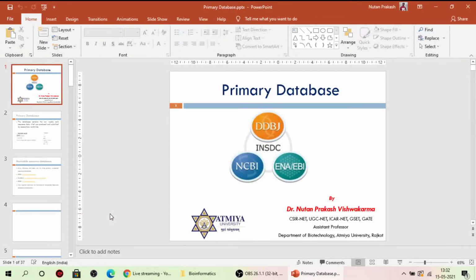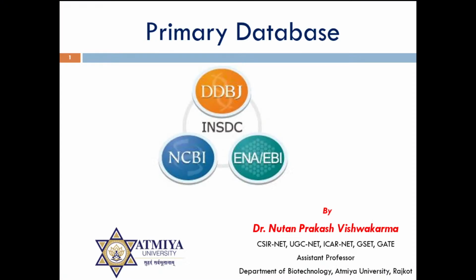So the primary databases, as I already told you, there are three primary databases mainly for nucleotides: the DDBJ, the GenBank, and ENA. It is written here as NCBI, but for the INSDC we consider it as GenBank. These three databases are connected with one collaboration, and that is known as INSDC, the International Nucleotide Sequence Database Collaboration.